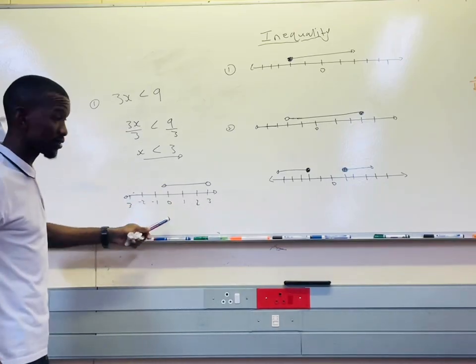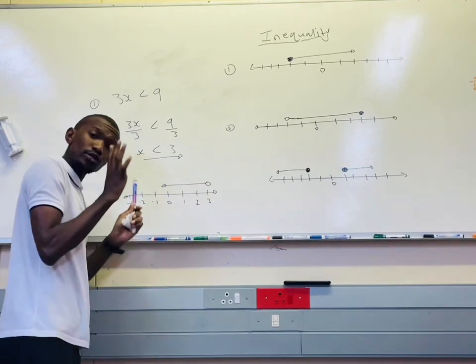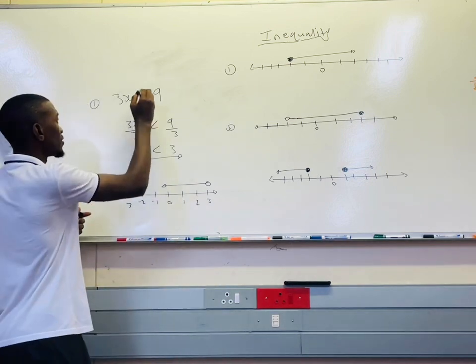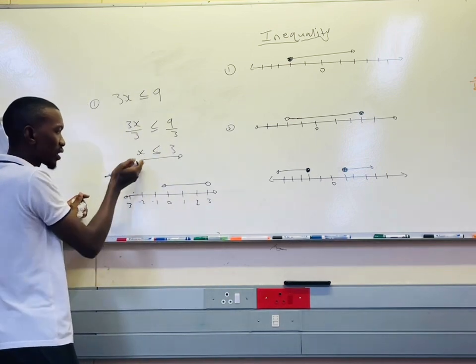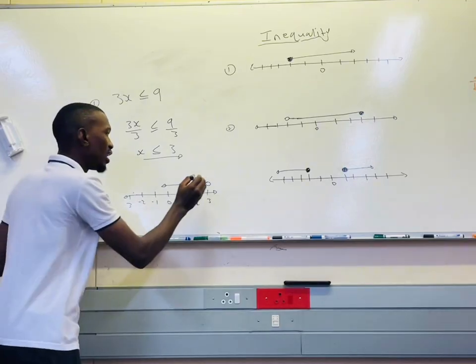All the values that are less than 3 are gone, excluding the 3. 3 is not included. But if it was like this, that's how you write it. How am I going to represent it on the number line?